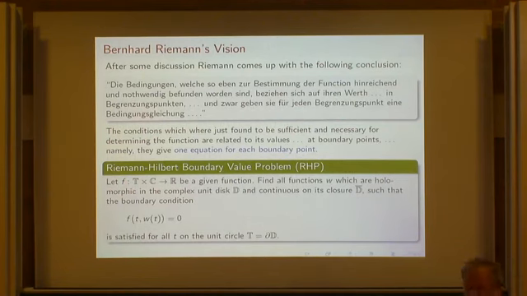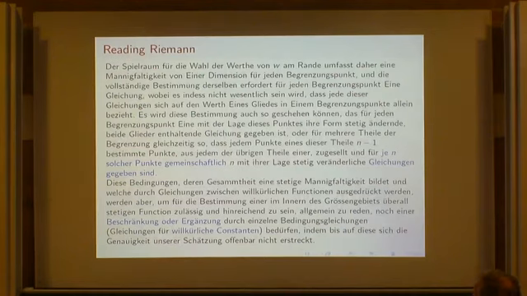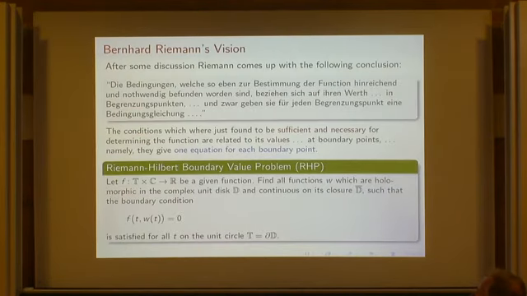So then he goes on and gives some heuristic arguments, no real proofs, but he just talks about this thing and he comes up with the following conclusion. The conditions which were found to be necessary and sufficient are related to the value of the function at boundary points. Namely, they give one equation for every boundary point. Okay? And this is what I call a Riemann-Hilbert boundary value problem. You will see why I call this a Riemann-Hilbert boundary value problem and not just a Riemann-Hilbert problem.